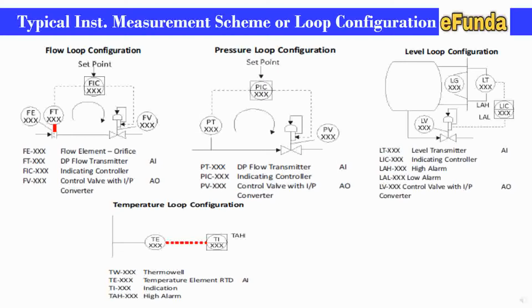The pressure transmitter is connected to the PIC and further to the pressure control valve. The component arrangement is: PT, a DP transmitter used as a pressure transmitter, having analog input to the controller; PIC, indicating controller; and PV, control valve with I2P converter, having analog output from the controller to get the regulated output.